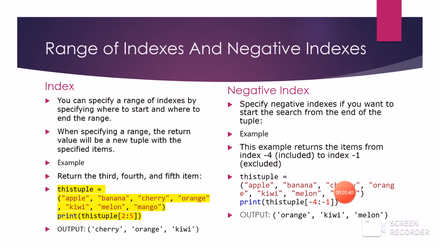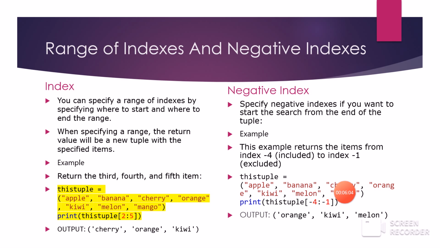Now next one, range of indexes and negative indexes. You can specify a range of indexes by specifying where to start and where to end the range. When specifying a range, the return value will be a new tuple with the specified items. So in this example we can see if we specify a certain range, it will show the items inside the range inside a tuple.